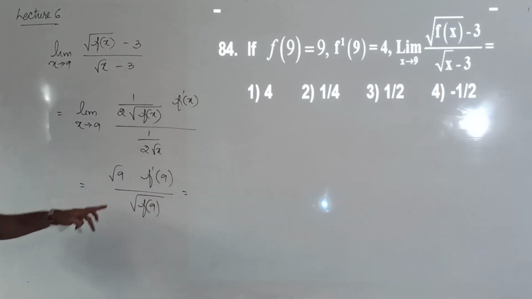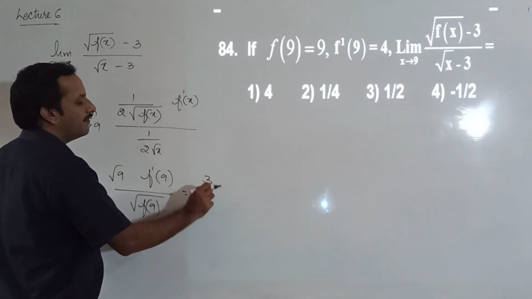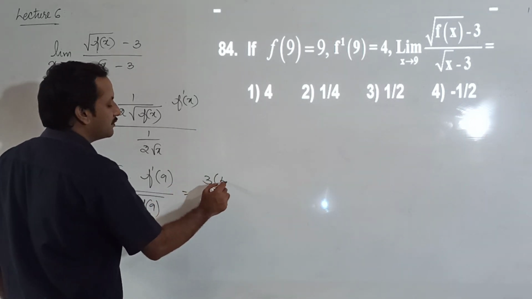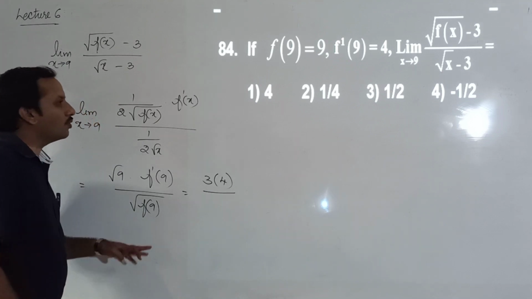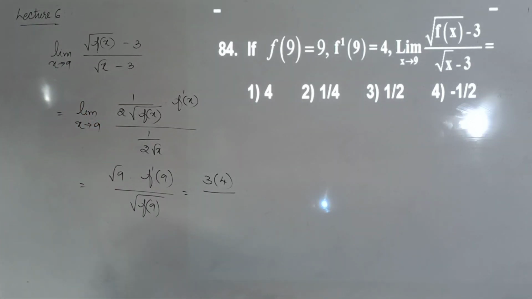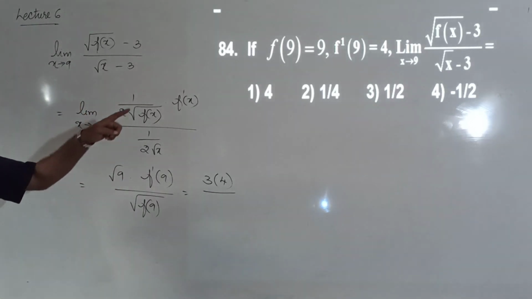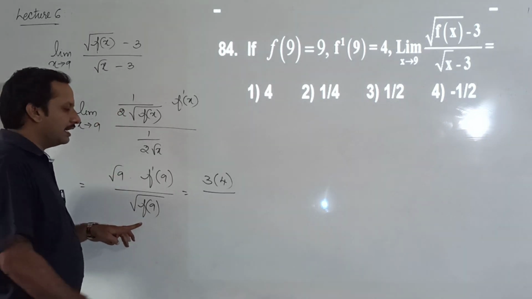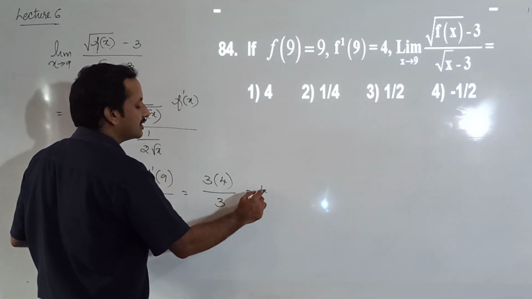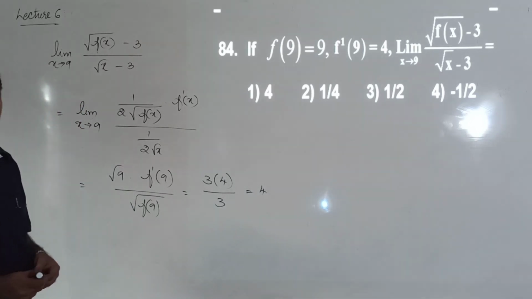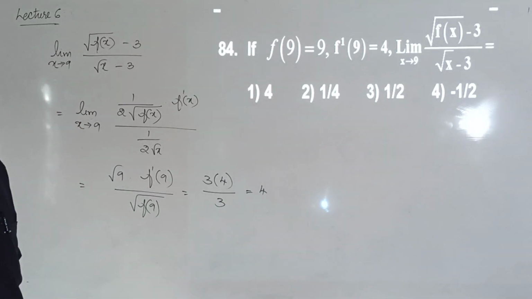That's equal to root 9 is 3, f dash of 9, they have given it as 4, divided by root of f of 9. f of 9 is 9 and root 9 is 3. 3 gets cancelled. So the answer is 4, which is the first option.